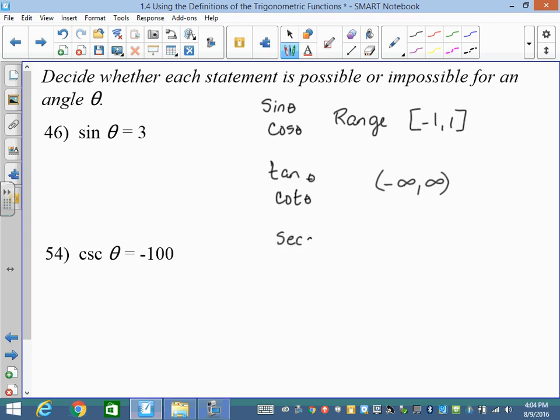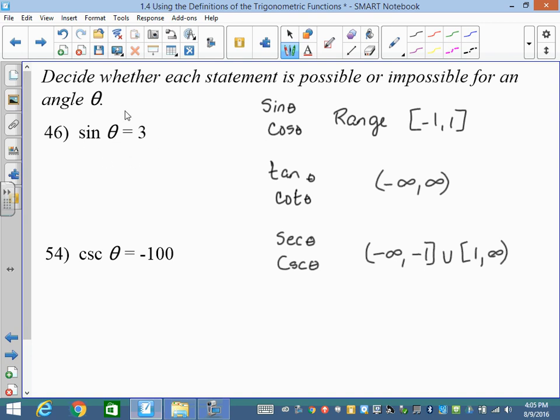Secant and cosecant, because they're reciprocals of sine and cosine, have to have the opposite range. So theirs is -infinity to -1. It is included. Union that with 1 to infinity. So they take whatever value sine and cosine don't take.